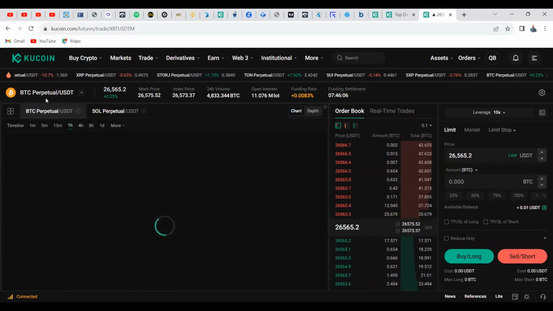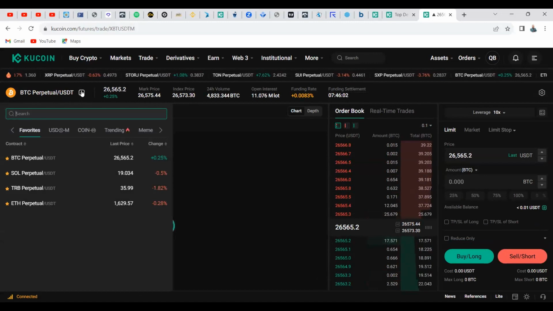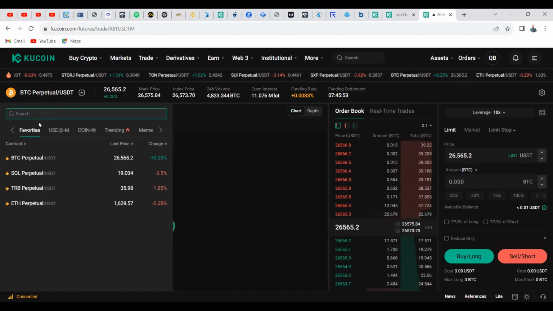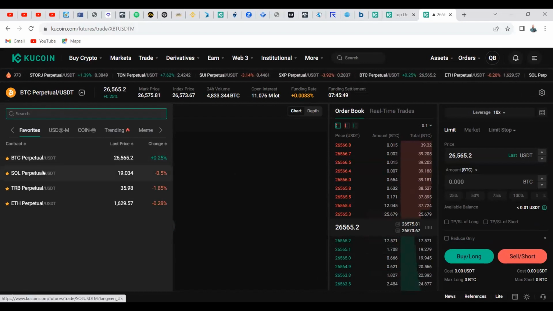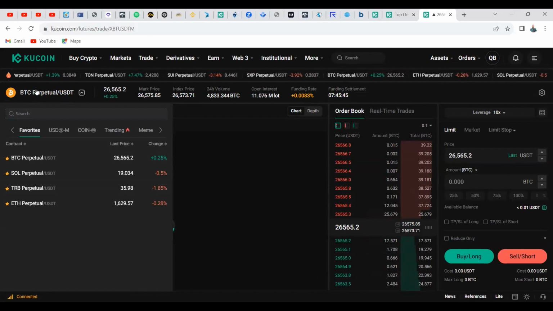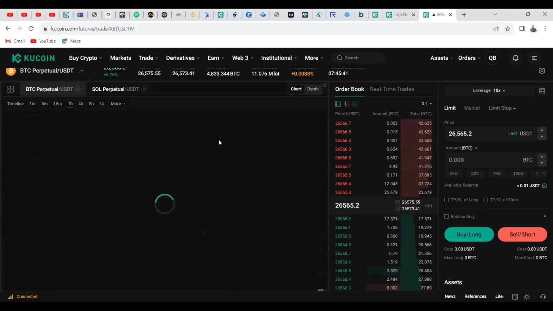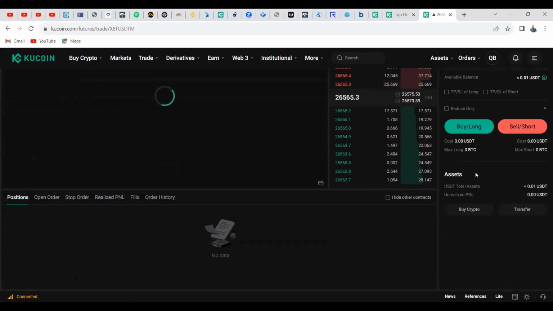You want to trade perpetual contracts to the USDT. So if ever you're looking for a project, just make sure that it is perpetual. If you're trading BTC, it's going to be BTC perpetual. If you're trading Solana, it's going to be Solana perpetual, TRX, as well as Ethereum perpetual over there. Okay, so the project that I obviously want to look at is BTC perpetual.